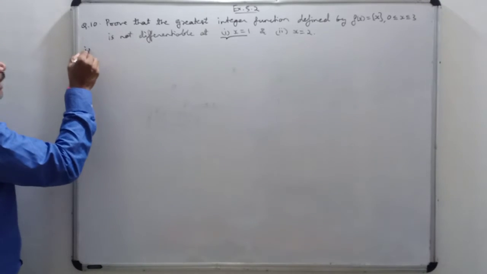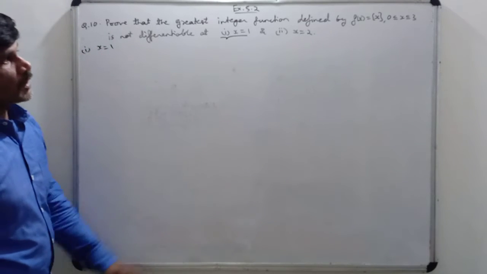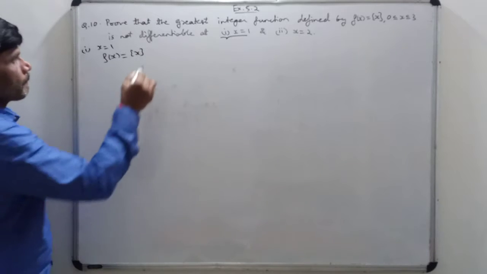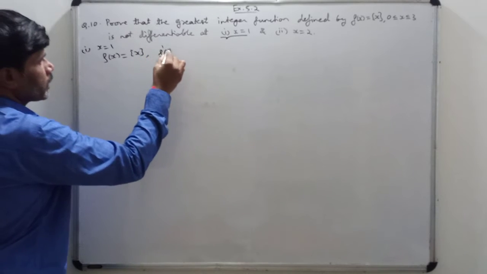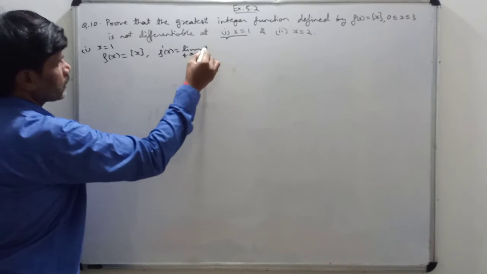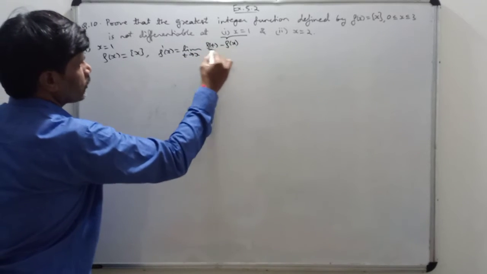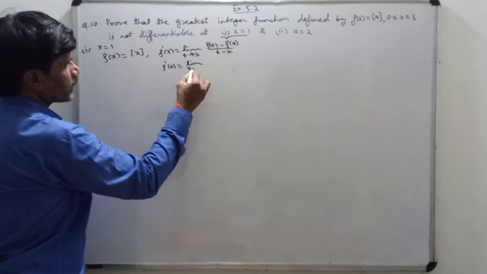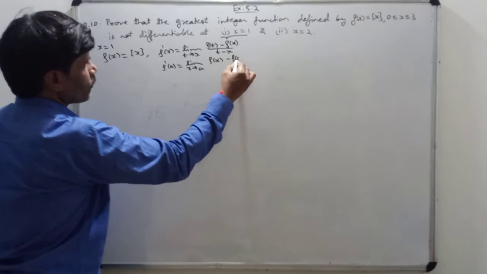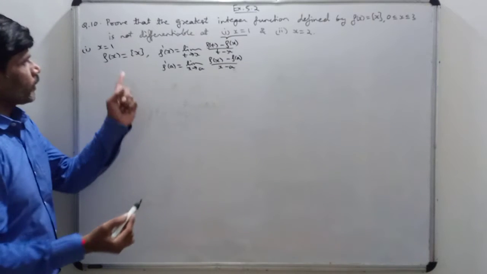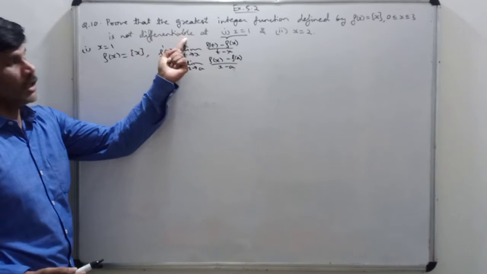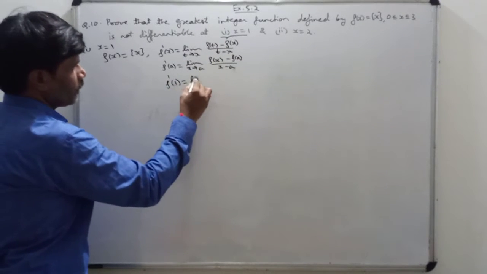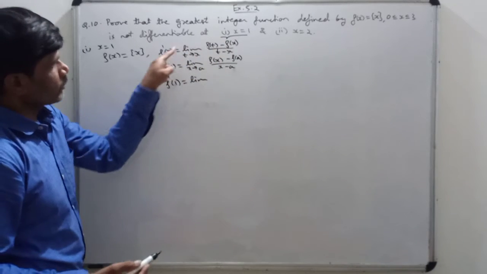So first of all we'll think about x = 1. Okay, so f(x) given is the integral value of x, and f'(x) we know equals the limit t tends to x of (f(t) - f(x))/(t - x), or f'(a), if I write, f'(a) is equal to the limit x tends to a of (f(x) - f(a))/(x - a), meaning f'(1).